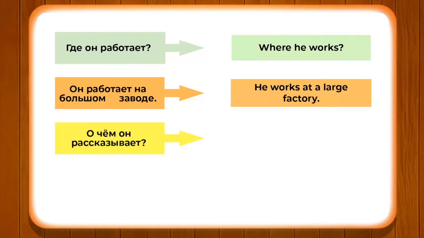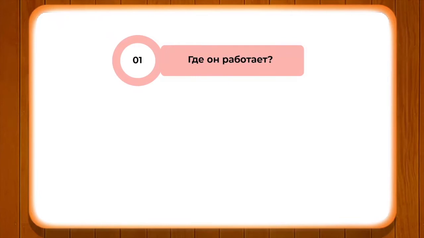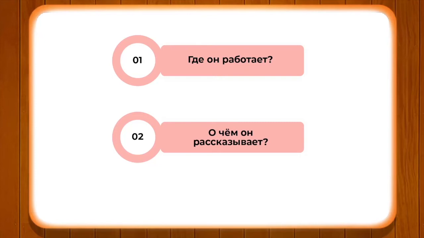О чем он рассказывает? About what is he saying? Он рассказывает о большом заводе. So we have used the same example but in two different contexts. In the first question we asked, где он работает? Whereas in the second question we asked, о чем, about what? So, where? Question number one. Question number two, about what? So, о чем он рассказывает? О большом заводе.